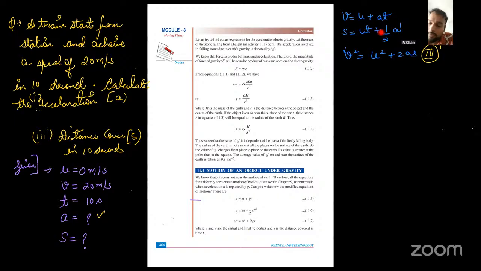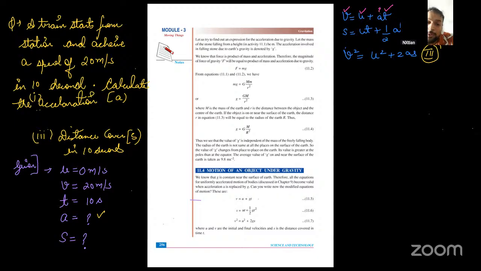Okay, so everyone please pay attention. If you check in the first equation, we know V, we know U, and we know T. Only this A we have to find. Guys, did you understand what I'm trying to do? We know V, we know U, and we know T. Only this A we have to find.